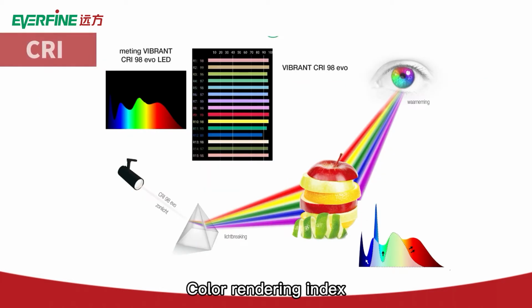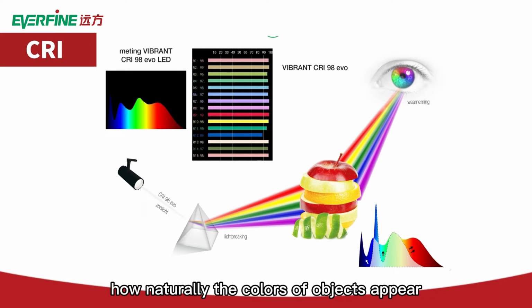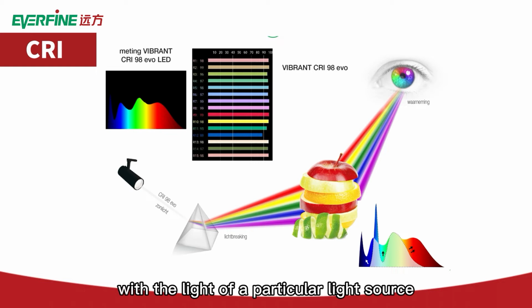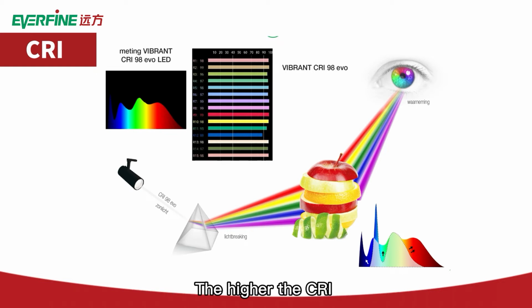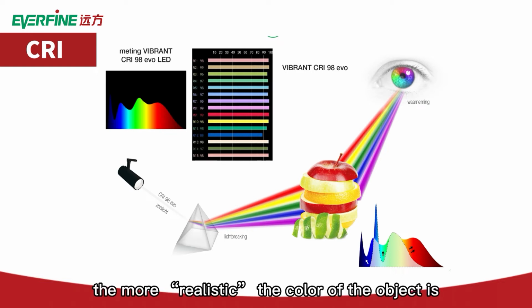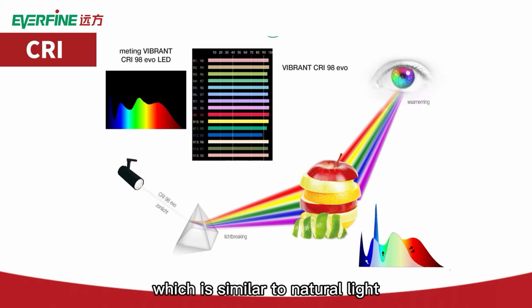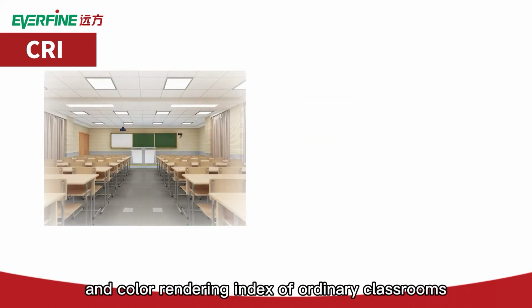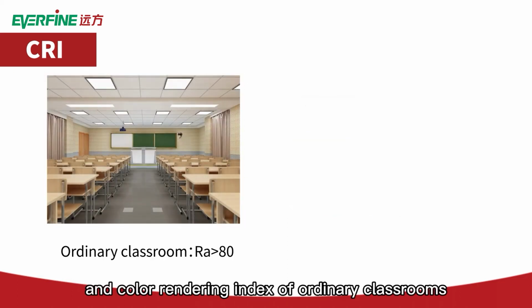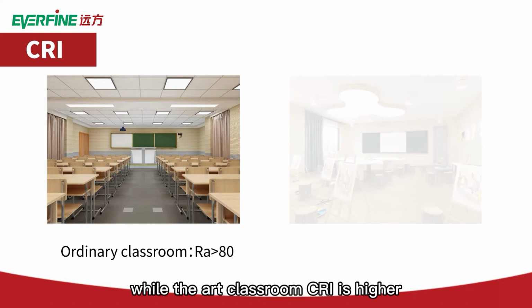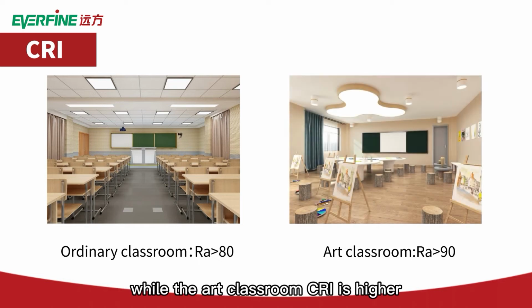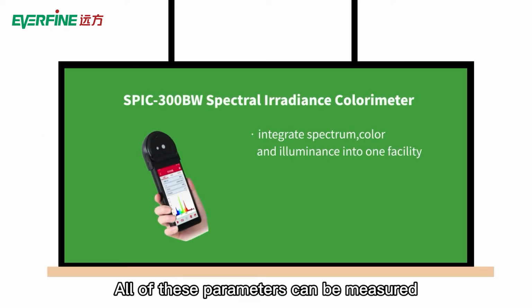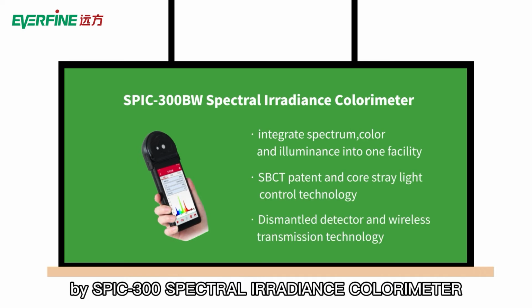Color rendering index indicates how naturally the colors of objects appear under the light of a particular light source. The higher the CRI, the more realistic the color of the object is, similar to natural light. The CRI has a full score of 100. The color rendering index of ordinary classrooms should be over 80, while the art classroom CRI is higher. All of these parameters can be measured by the SPIC-300 Spectral Irradiance Colorimeter.